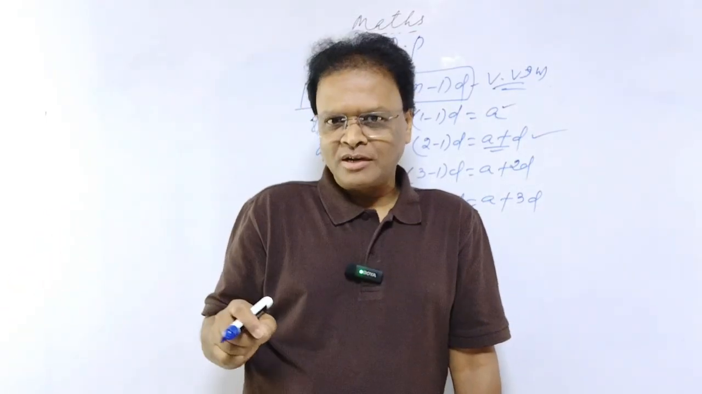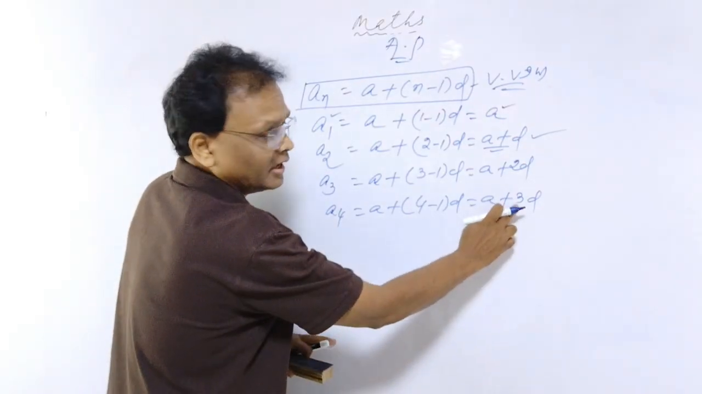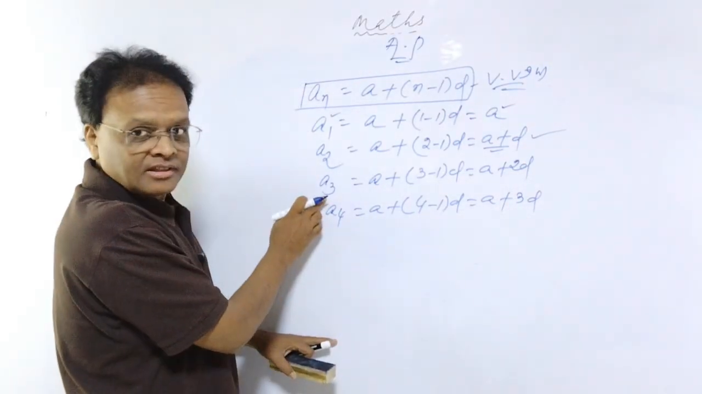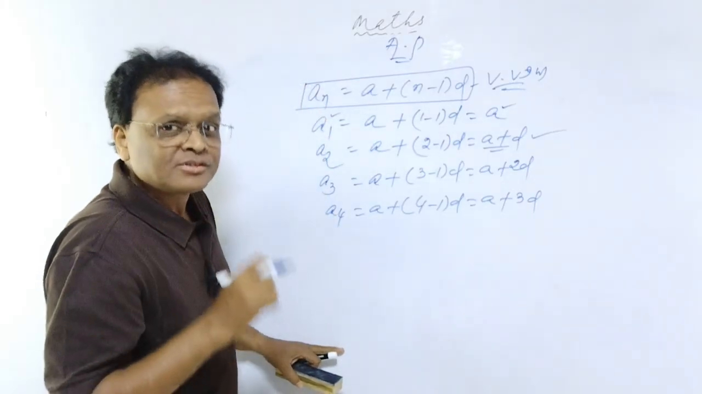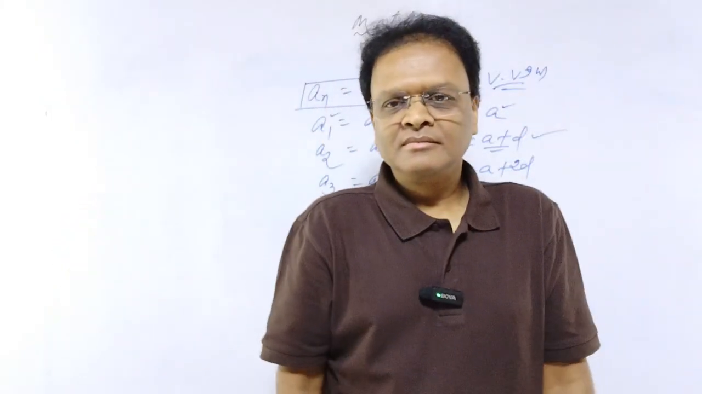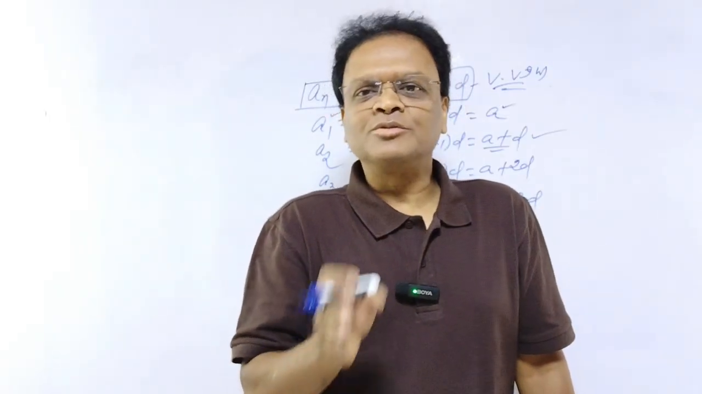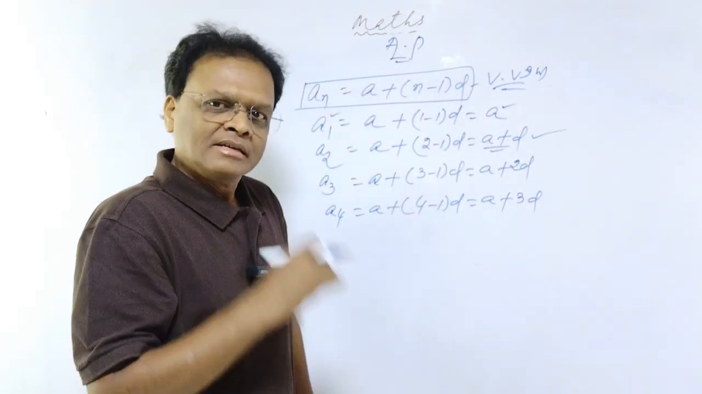Just reduce one number. Like 4 was there, now it is 3, a plus 3d; 3 was there, now it is 2, a plus 2d. So this is how to find the terms. If I want to find the 30th term, a30 is a plus 29d. Like this we can find the series.